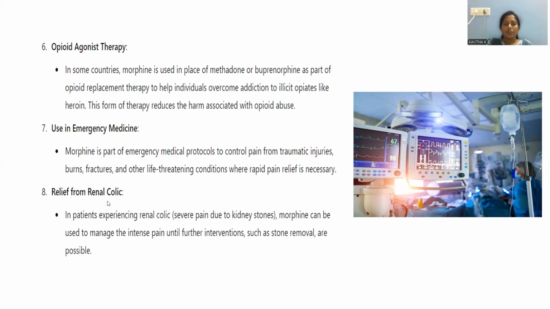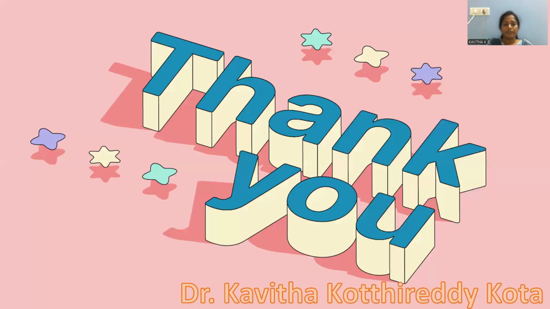Relief from renal colic. Renal means what? Kidney. The kidney dilating system will be there. In kidney related disorders, if we notice at that condition also we can go for renal pain relief. So kidney stones are present, and in order to eradicate this kidney pain, this morphine is used to relieve that pain also. So this is another kind of application for this morphine.